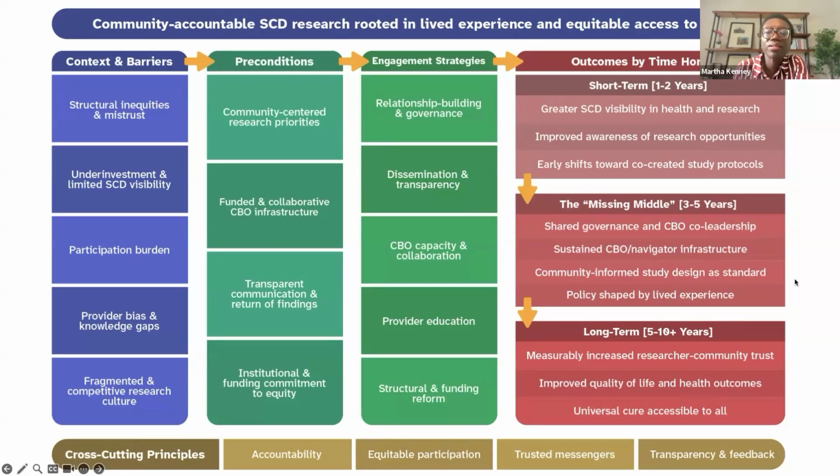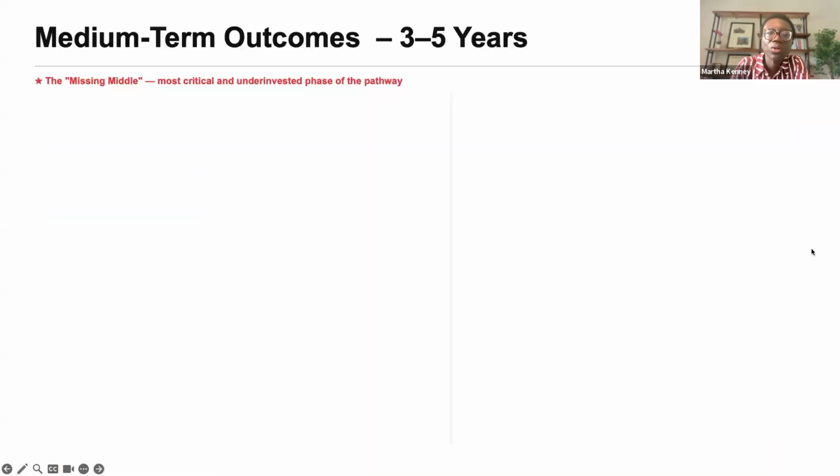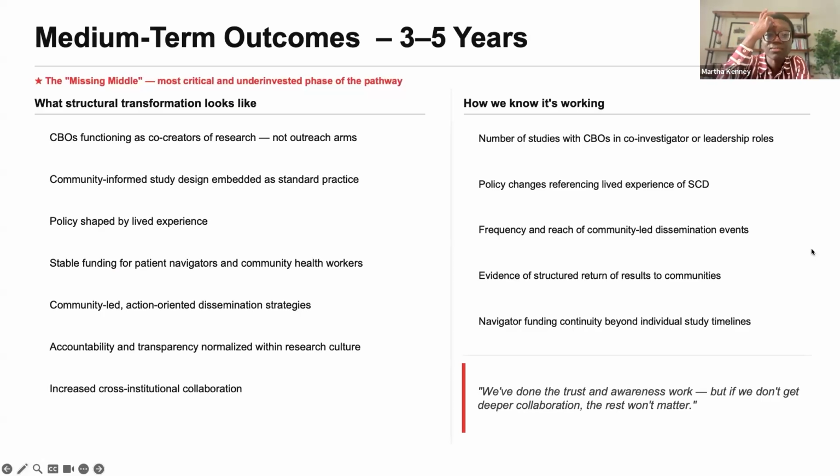And they worked on prioritizing their outcomes, and they felt these medium-term goals were the most important. We call these the missing middle. These medium-term goals are about how we can empower community-based organizations to be co-creators of research and not just research arms. How can we also make sure the policy and research designs are informed by lived experience, and ensure stable funding for roles such as patient navigators and community health workers, which are really important in sickle cell disease.